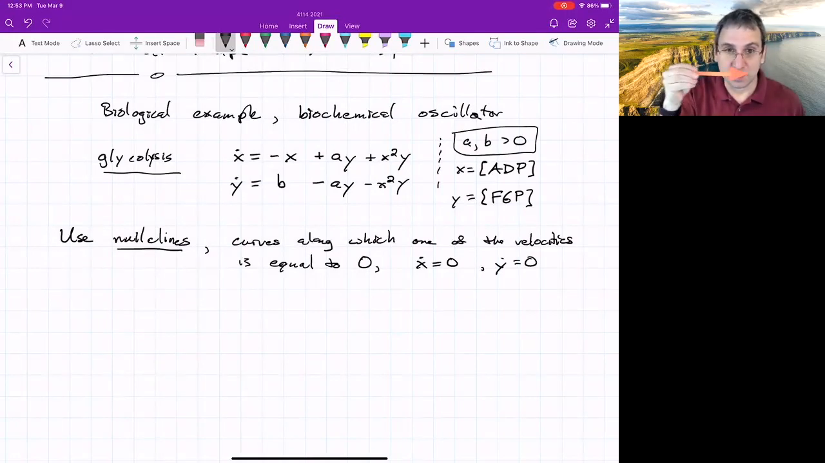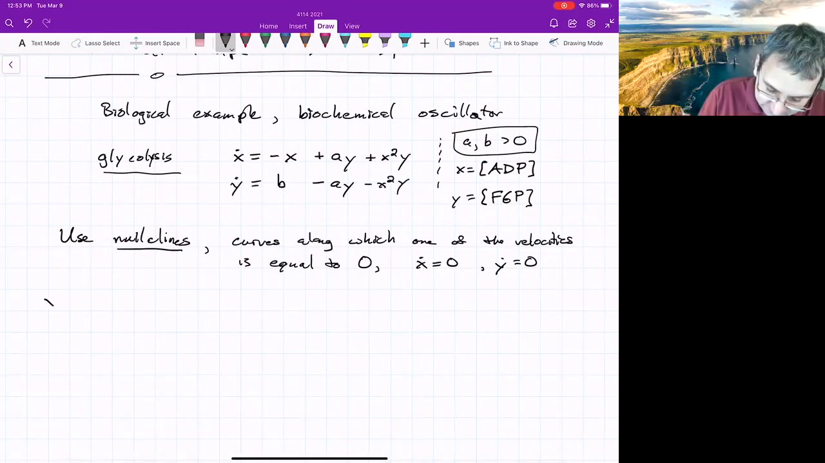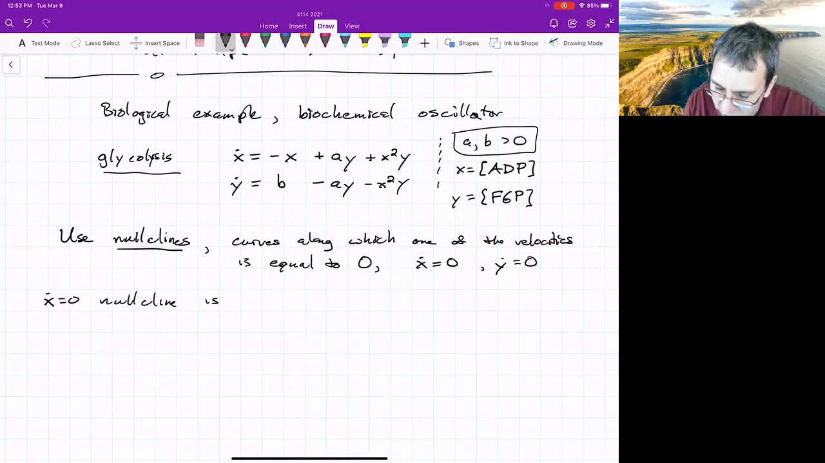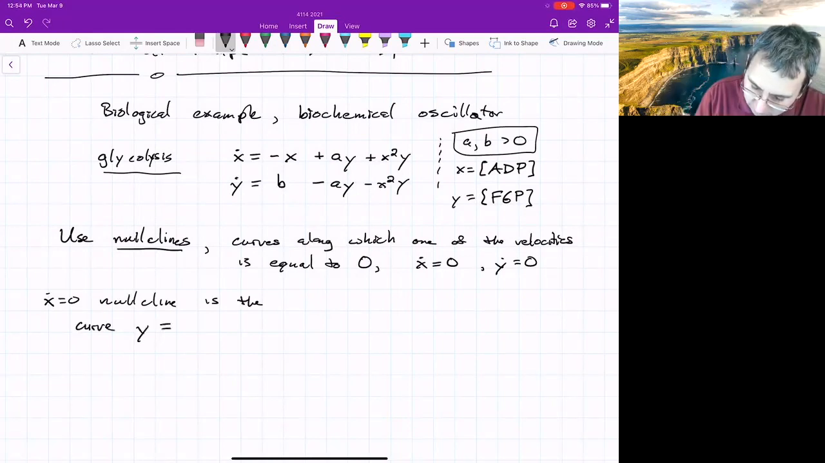So along those curves, things are either moving one way or the other way in the x direction. So we could do that here. If we write the nullclines, what do we get? The x dot equals 0 nullcline. We just set the x dot equation equal to 0, and then we could rewrite it. It's probably easiest to write this as y equals some function of x. Y equals x over a plus x squared.